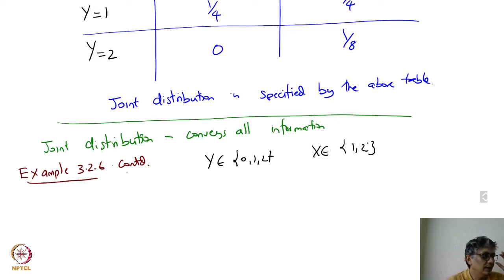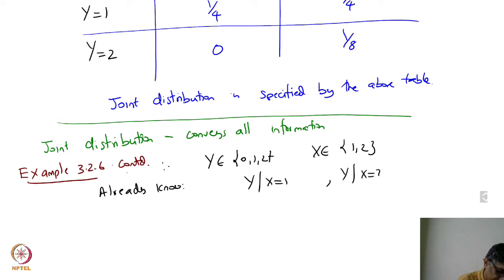So now, can I get other information from the joint? For example, we already know how y behaves when x is equal to 1, and how y behaves when x is equal to 2. This we know from the model directly. From that, we also know the joint distribution, the probability of x equal to 1 and y equal to 1. Right? This also we know.